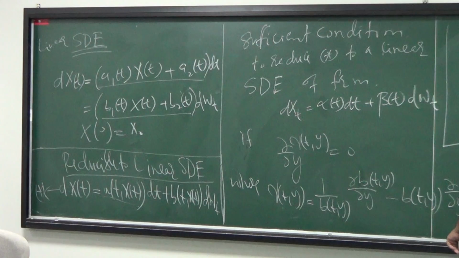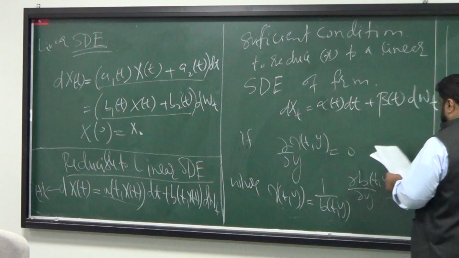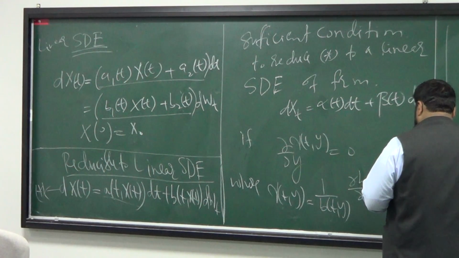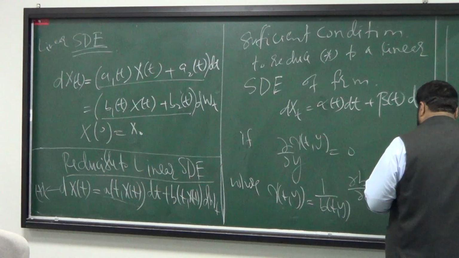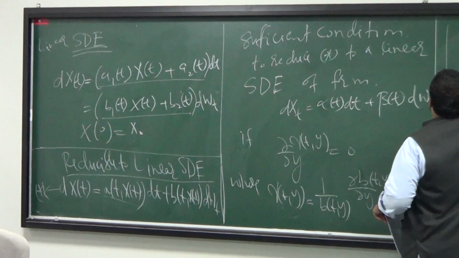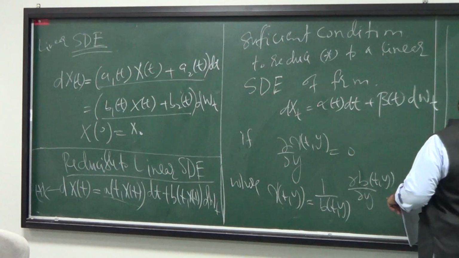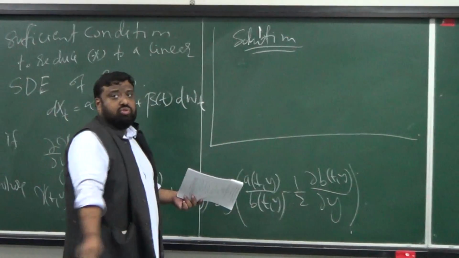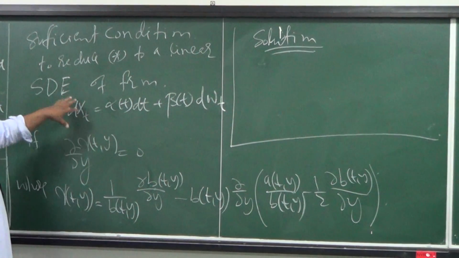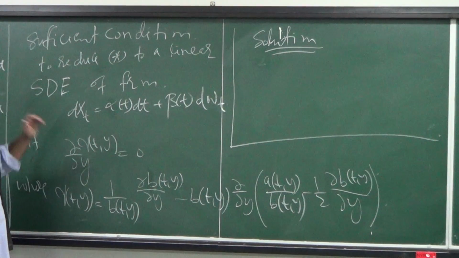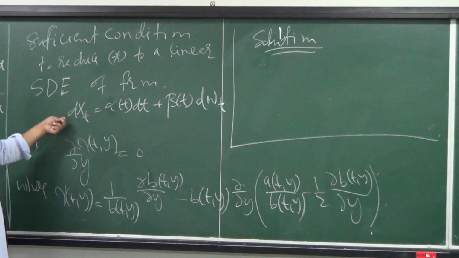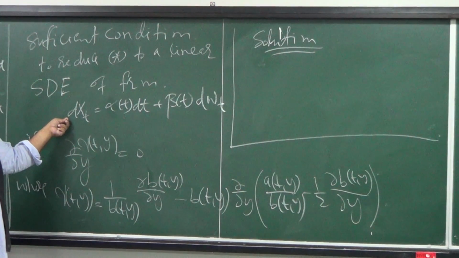And the solution of this star problem. Okay, so what will be the solution of it? The derivation of the solution is also given there. This condition tells you whether or not you can reduce a nonlinear SDE into a linear SDE, and once you reduce the nonlinear SDE into this linear SDE, then we know how to solve it.